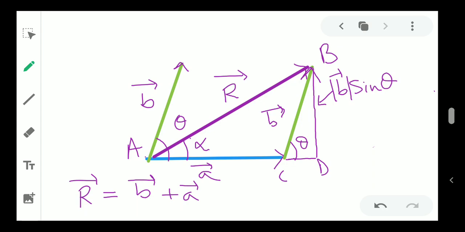Now what is CD? Let's do it with cos theta. We know that cos theta is base by hypotenuse. So CD by hypotenuse, that is B. So I can easily write that CD is B cos theta.